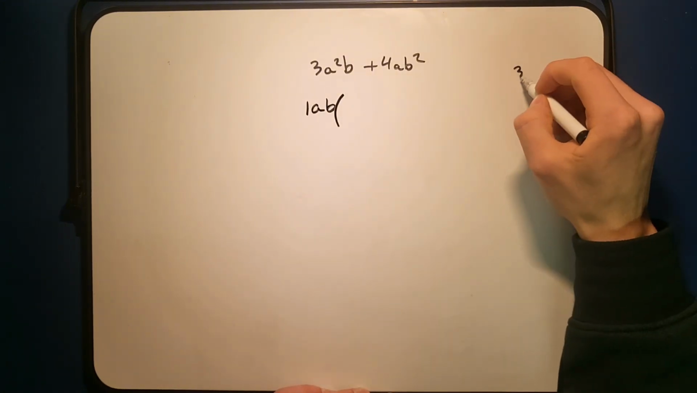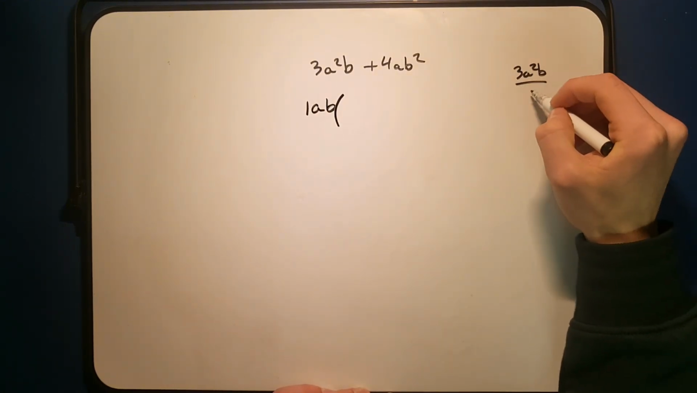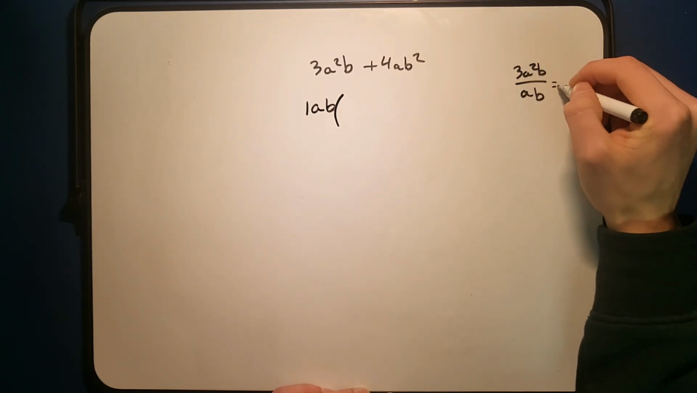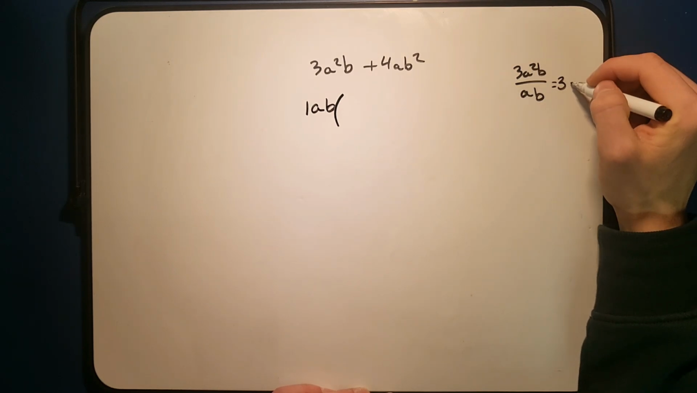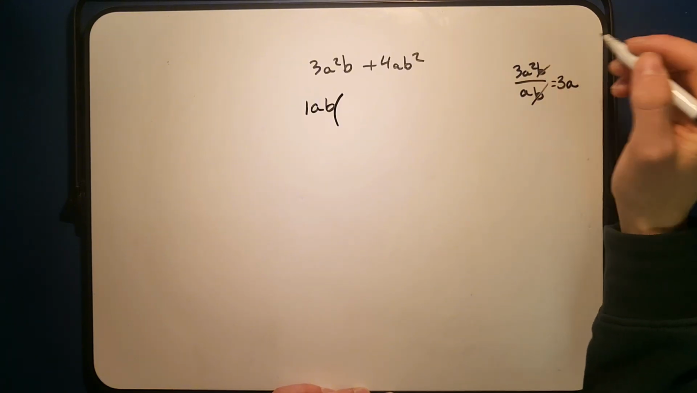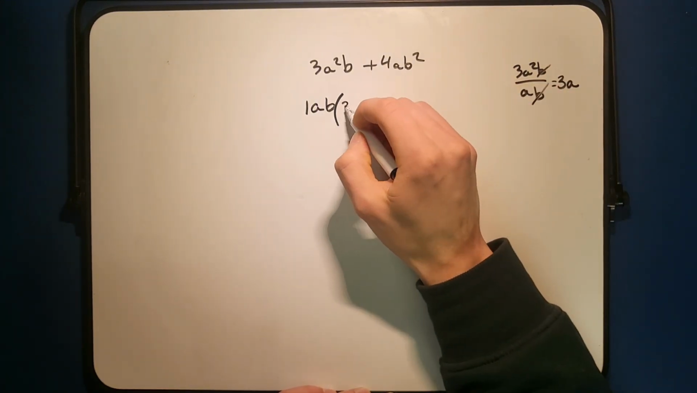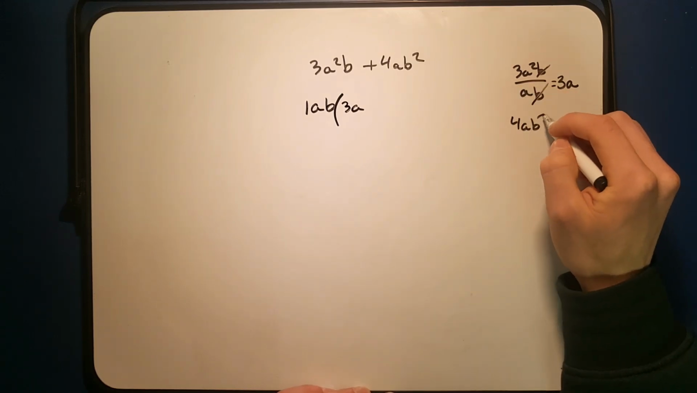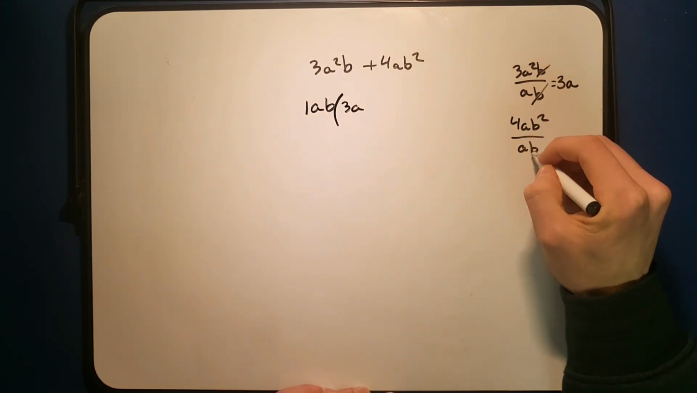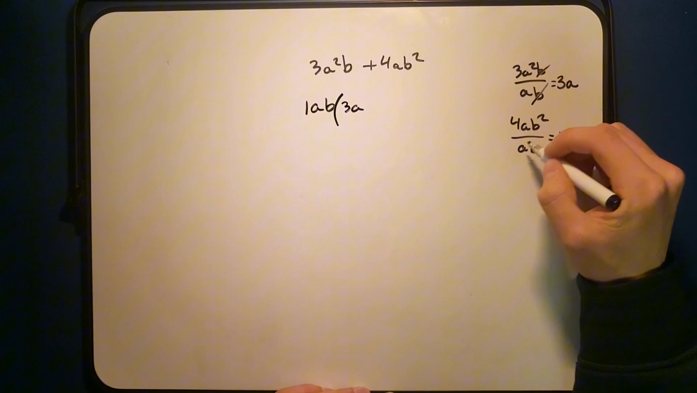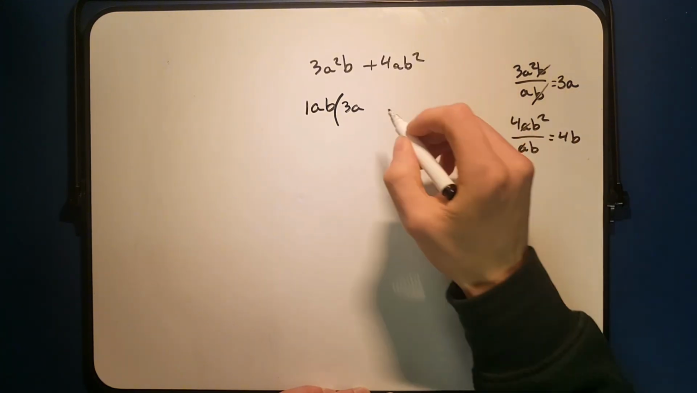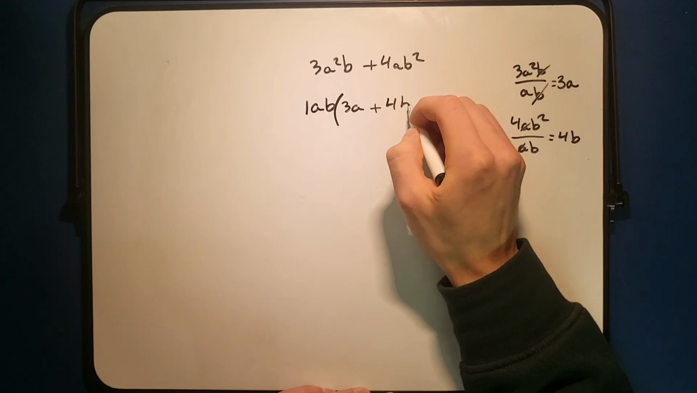Now we're going to do 3a squared b divided by ab. 3 divided by 1 is still 3. A squared divided by a is a, and b divided by b cancels out. So this will be 3a. Now we're going to do 4ab squared divided by ab, which is equal to 4. The a's cancel out. B squared divided by b is still b. So plus 4b.